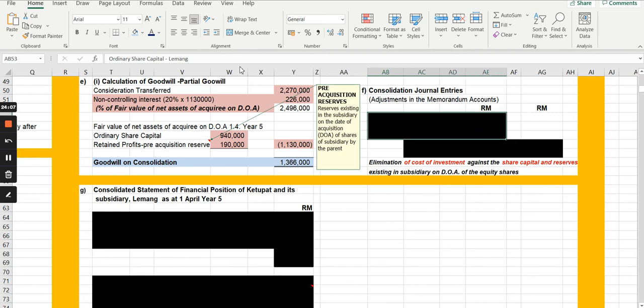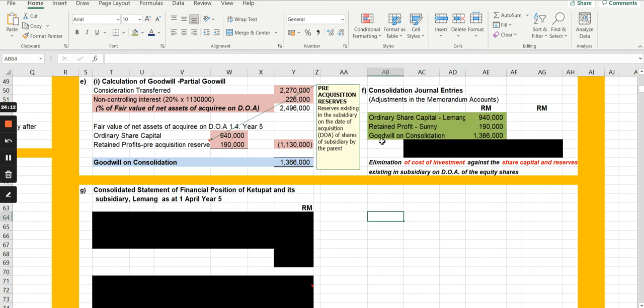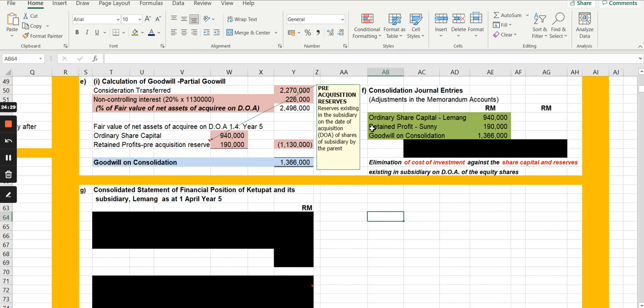So let's look at what is to be debited. You are going to debit the share capital. Why now? It becomes one already. The subsidiary and parent now becomes one group. So the share capital of the subsidiary will have to be eliminated. What will be left is just the share capital of the parent. Same goes for the retained profit. Retained profit are also being eliminated, 190. Debit goodwill. Goodwill is an asset, so you will debit goodwill.